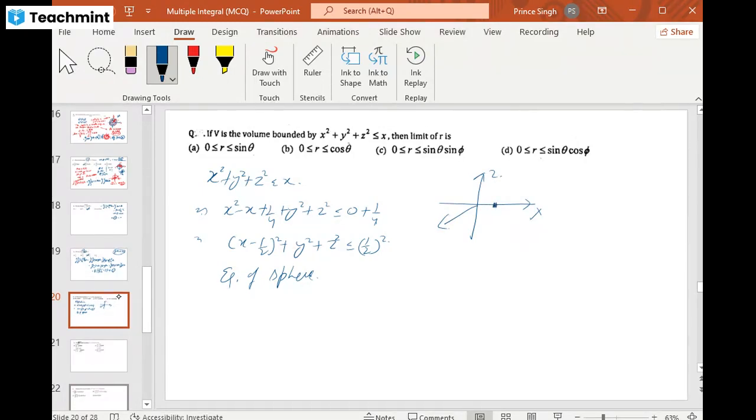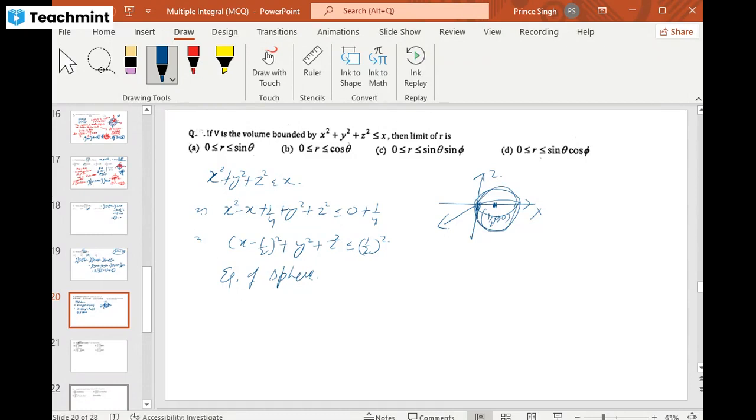So this is the sphere whose center is at the point (1/2, 0, 0) and radius is 1/2. So it means that this is a sphere like this, which passes through the origin also. So this is the shape of the sphere we have, whose radius is 1/2.